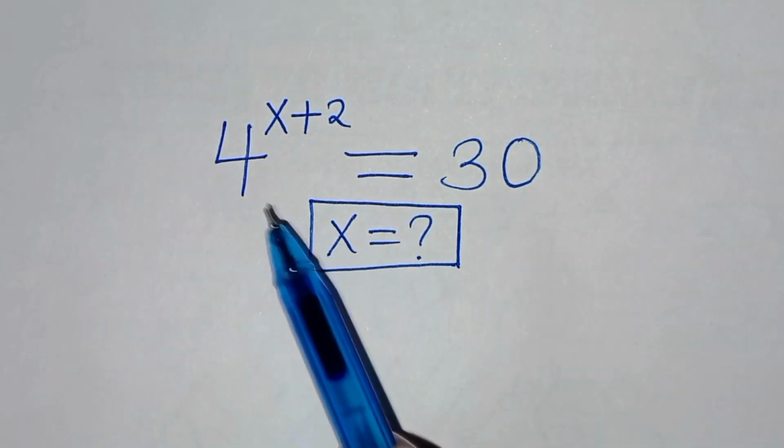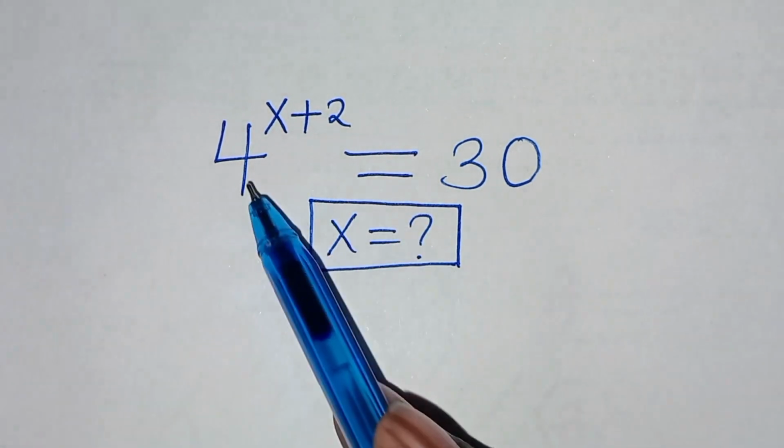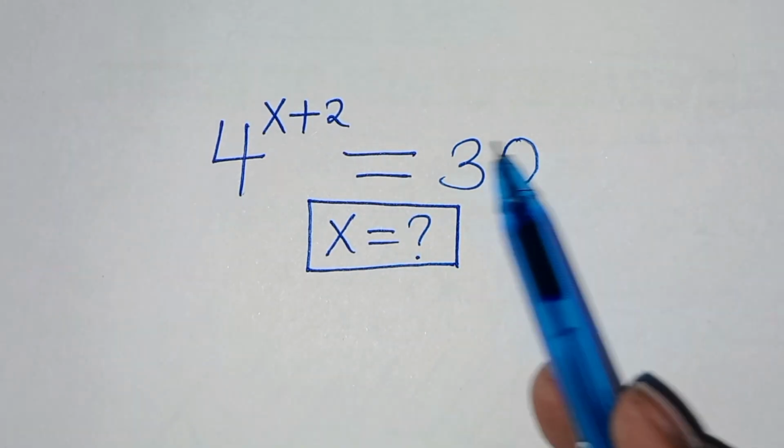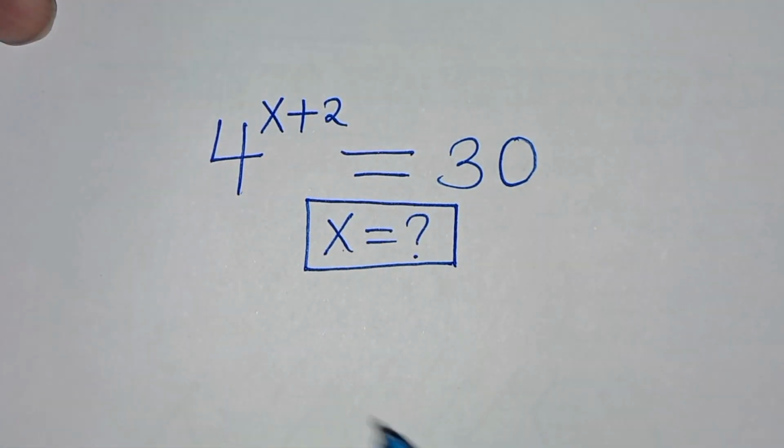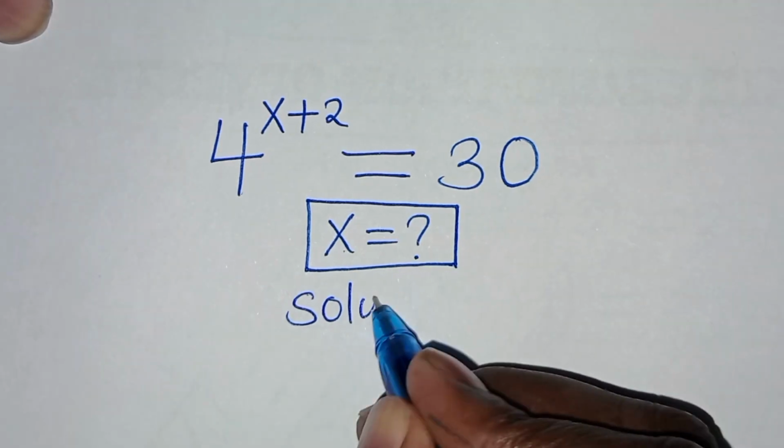You're welcome to solve this nice exponential equation, which is 4 to the power x plus 2 equal to 30. What is the value of x? Now, solution.